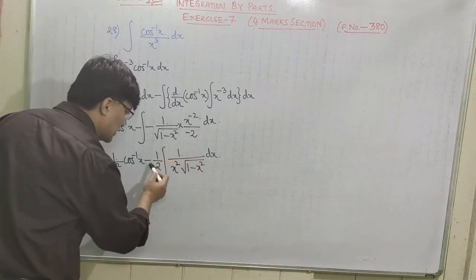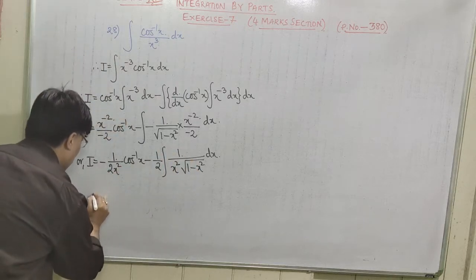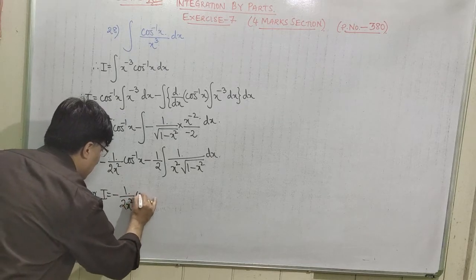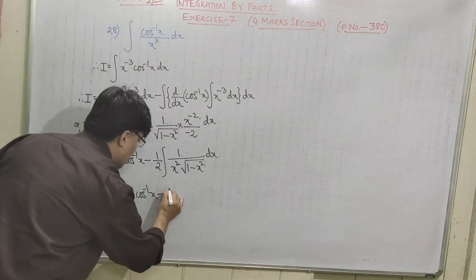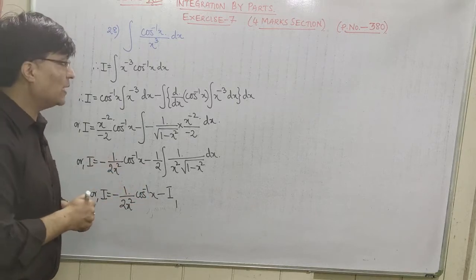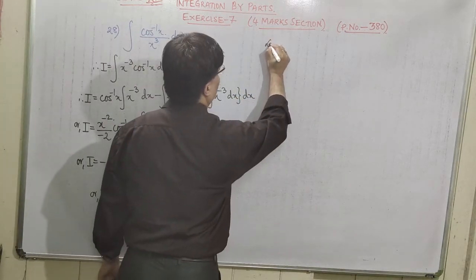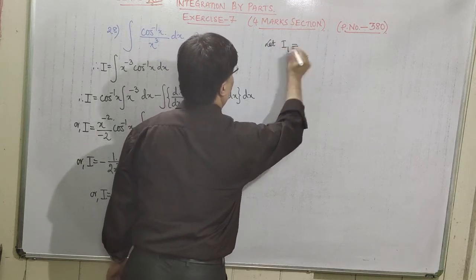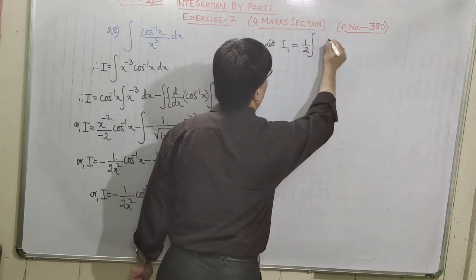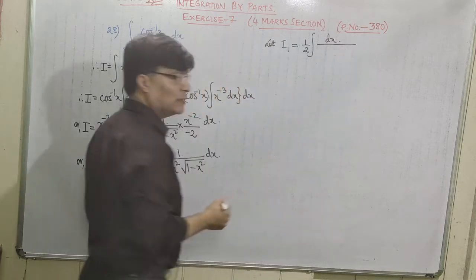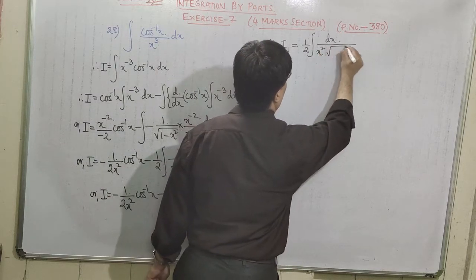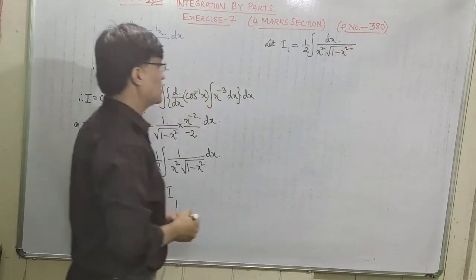Again, you have to integrate this function. Let us write it as I1. So I is equal to minus 1 upon 2x square, this is your cos inverse x, minus this is I1. Okay. So let I1 is equal to, what is it? It is half integration of dx divided by x root over 1 minus x square, this is root over 1 minus x square, right?